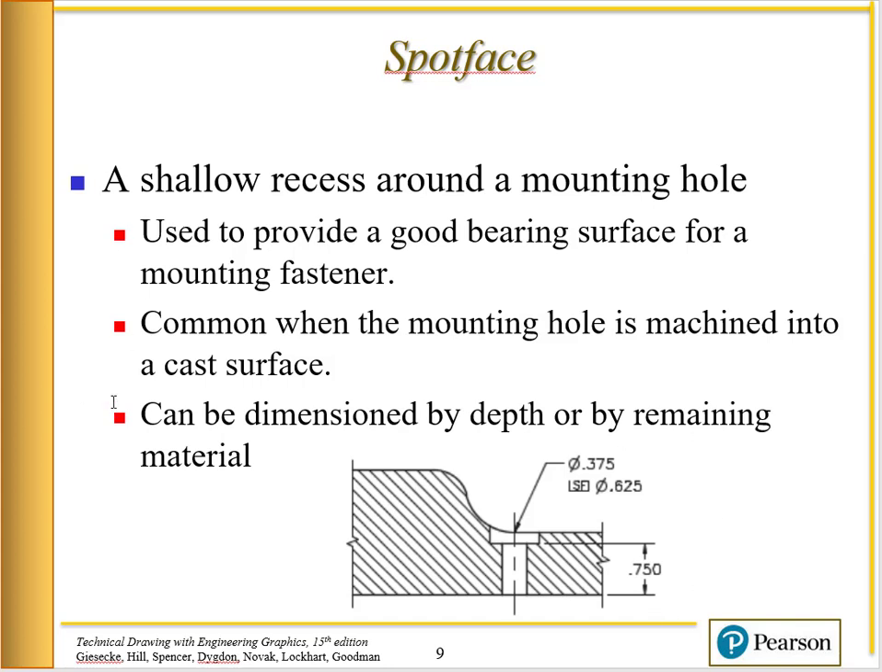Again, it's a shallow recess. And again, this diameter, the .625, is a little bit different on a spot face. The .625 includes any corner radiuses you would have here. So the .625 is a guaranteed flat dimension around that hole. That's how a spot face is dimensioned.